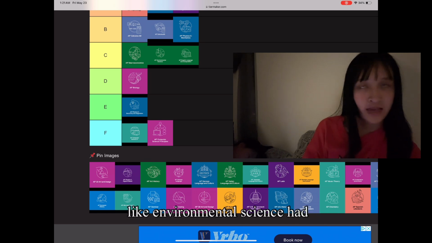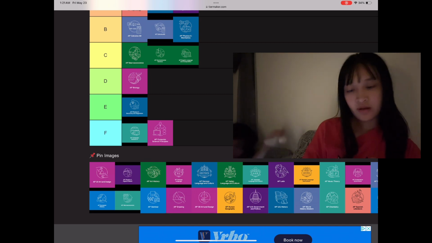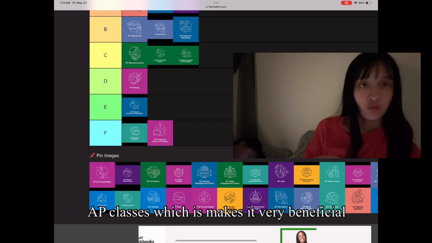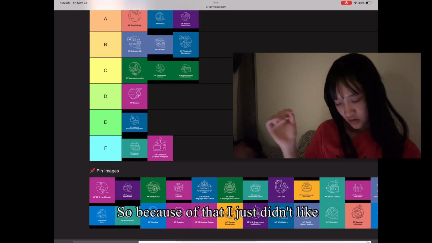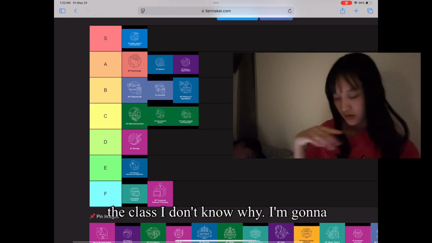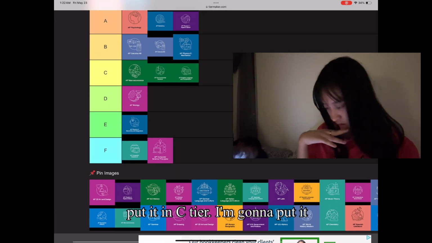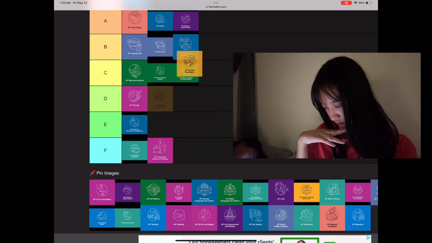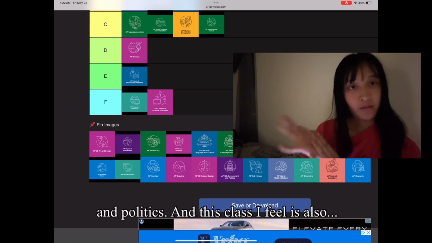Environmental science had the population pyramids and the demographic transition model, and I just feel like a lot of the concepts are shared with other AP classes, which makes it very beneficial to take it early, I feel like. So because of that, I just didn't like the class. I don't know why. I'm gonna put it in C tier. There you go.